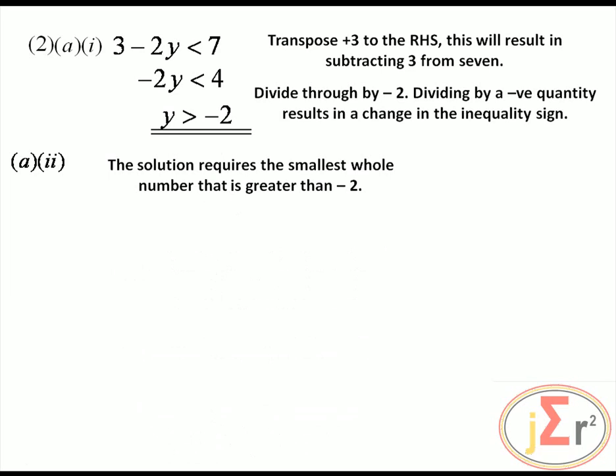The solution requires the smallest whole number that is greater than negative 2. As it is said there, if y is a whole number, determine the smallest value that satisfies the inequality. So here y is required to be a whole number, and that whole number must be greater than negative 2. So the smallest whole number that is greater than negative 2 is negative 1. So y is equal to negative 1.